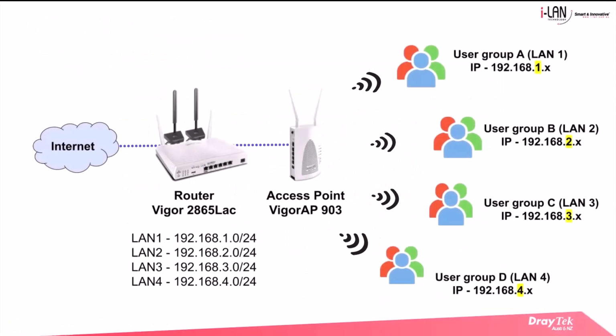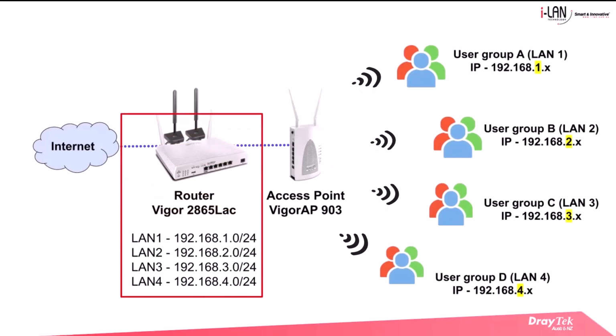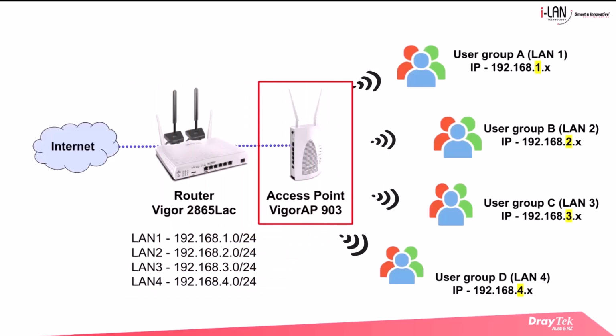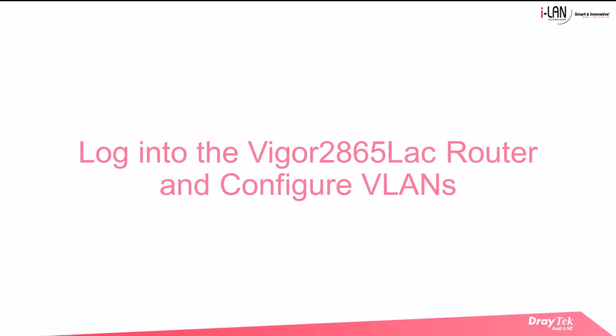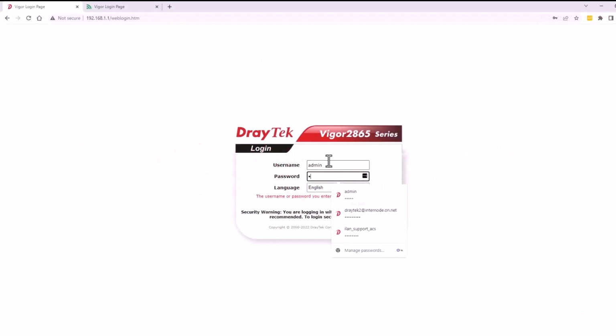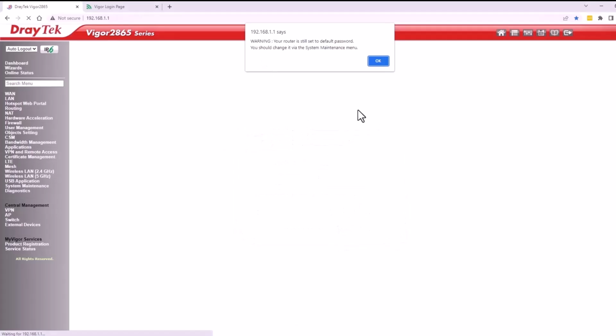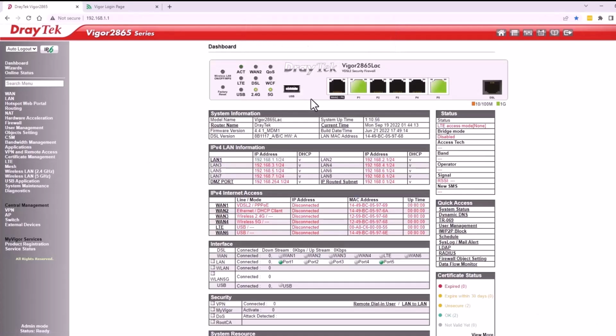In this video, we will demonstrate how to configure multiple IP subnets and VLANs in the Vigor 2865 LAC. We will then use the same VLANs in the Vigor AP903 by setting up an 802.1q VLAN trunk between the two devices. Now let's log into the Vigor 2865 LAC router and configure the VLANs. Log into the router using the IP address 192.168.1.1.